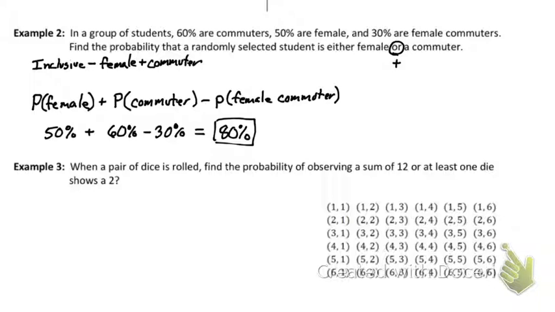Example 3. Example 3 is a more difficult problem that you have to really think about. Because depending on what I ask, I can give you this exact same problem and change a little bit of it, and I can alter it from being inclusive to exclusive or from exclusive to inclusive. So you have to really think about what the question is asking. So it says, when a pair of dice is rolled, find the probability of observing a sum of 12, or, remember, or means add, so I have to decide if it's exclusive or inclusive. At least one die shows a 2.